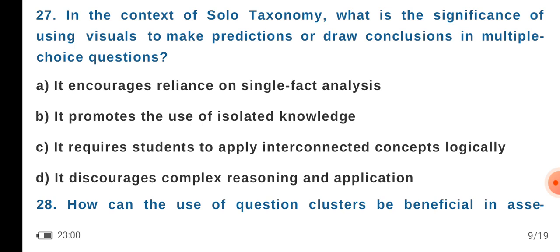So the correct answer in number 27 is letter C. It requires students to apply interconnected concepts logically. Parang binalik na rin to question na to. So this is the explanation. Using the visual to make predictions or draw conclusion in multiple choice question within the context of solo taxonomy signifies the significance of requiring students to apply interconnected concepts logically, fostering a deeper understanding of relationship and patterns.